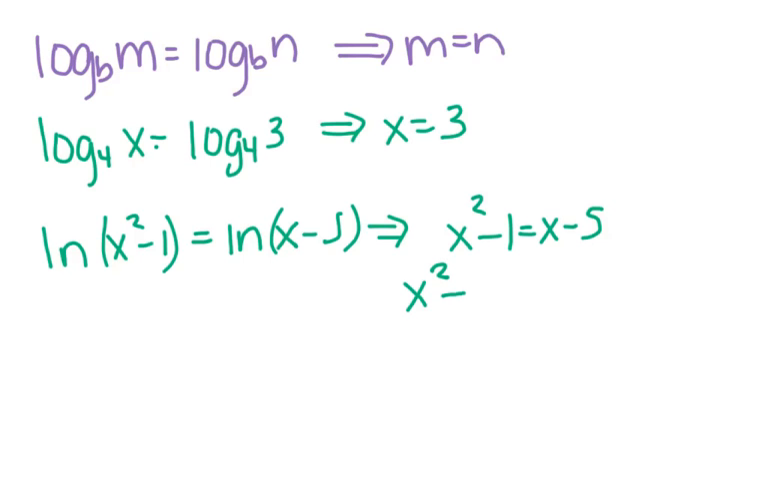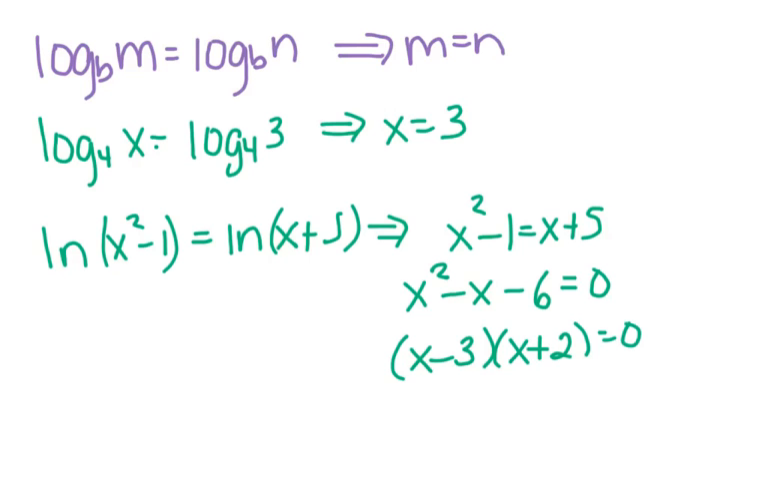X squared minus x. I'm going to go back and make that a plus 5. That'll be minus 4. No, minus 6. That's what I wanted. If I make that a plus 5, when I bring it over, it'll be minus 6 equals 0. That's x minus 3, x plus 2 equals 0. Then x would be equal to 3 or negative 2.